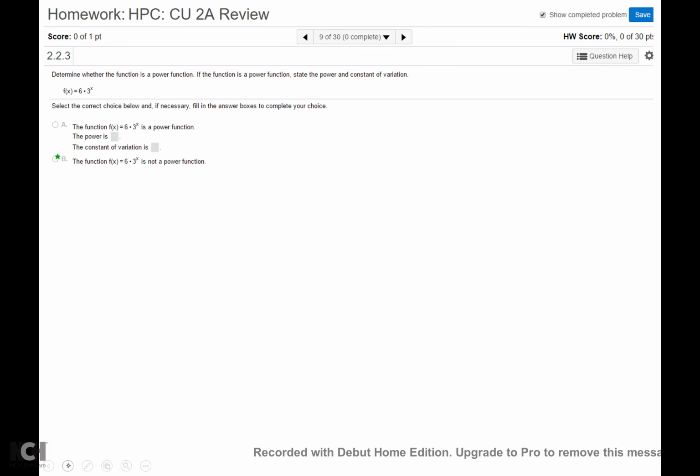Okay? Alright, so it says determine whether the function is a power function. If the function is a power function, state the power and constant of variation. The power function looks like y equals, I don't remember what letters they used, a x to the b, whatever, okay? But the thing of it is this has to be the variable, this has to be a number, and this has to be a number, okay? So this is not a power function because my power has to be a number, not a letter.